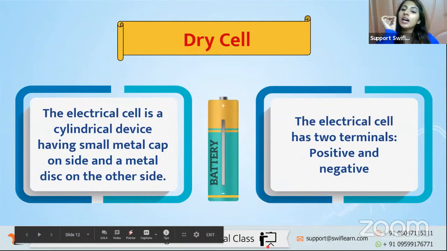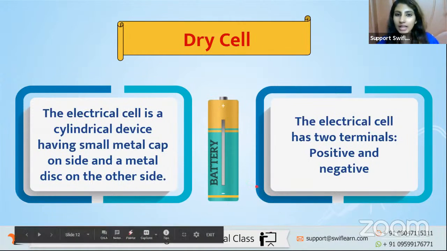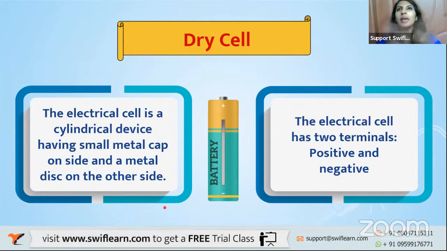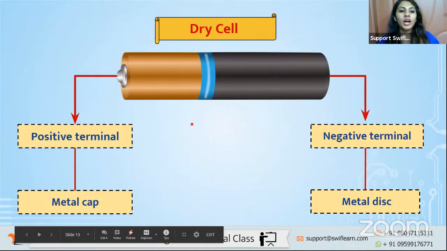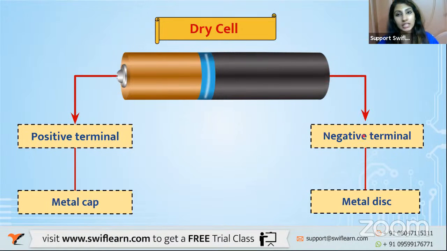Now, this electric cell has two terminals, that is positive and negative. Just like I showed you before, positive here and negative here. So these are the main characteristics you can tell about the dry cell. This positive terminal always has a metal cap. That is how a dry cell is made. And this negative terminal will have a metal disc. This is the metal disc here, and this is the metal cap. This metal disc is the negative terminal, and this metal cap is the positive terminal.